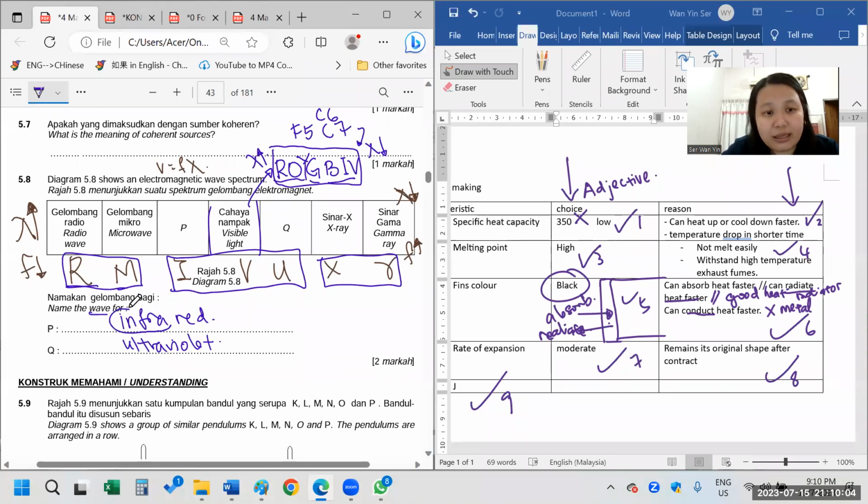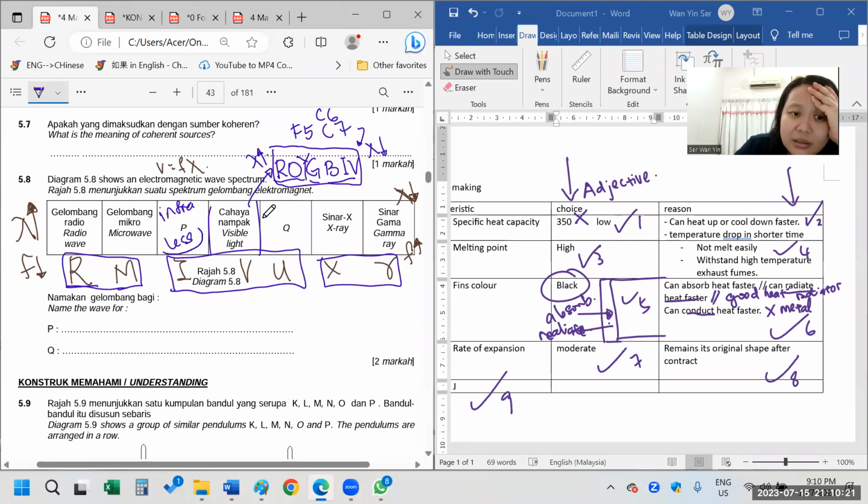Okay, so the meaning of infra is more. Sorry, my fault. It's less. Infra actually means less. Ultra, it is more. What is less than visible light? The frequency less than visible light, so infrared. Then more than violet, ultraviolet.